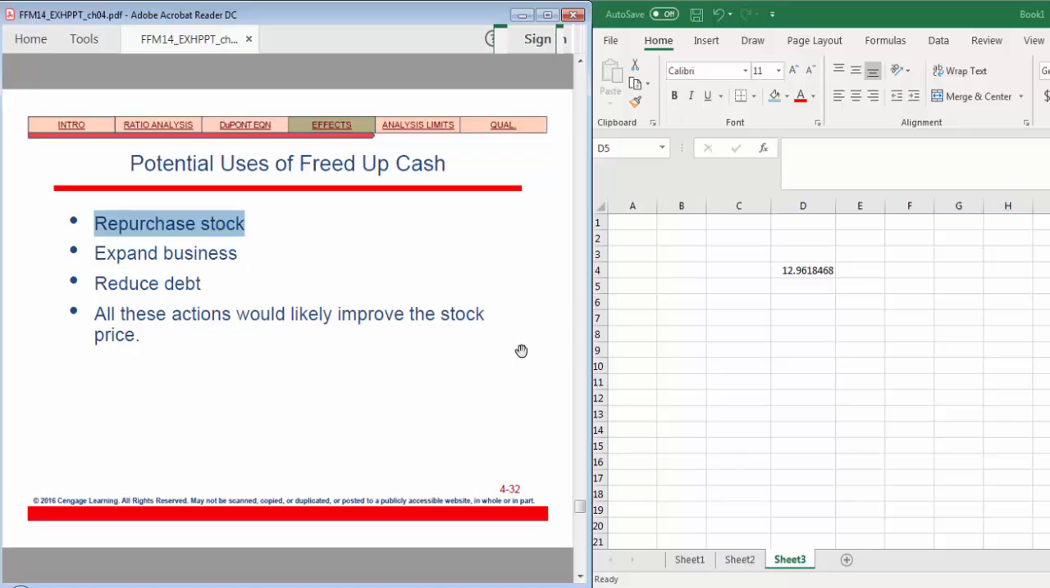Reduce debt. That obviously helps because you're reducing the total liabilities of the firm and reducing the risk of the firm. All these actions would likely improve the stock price because in the market it will provide a signal that the company is moving towards the right financial situation.